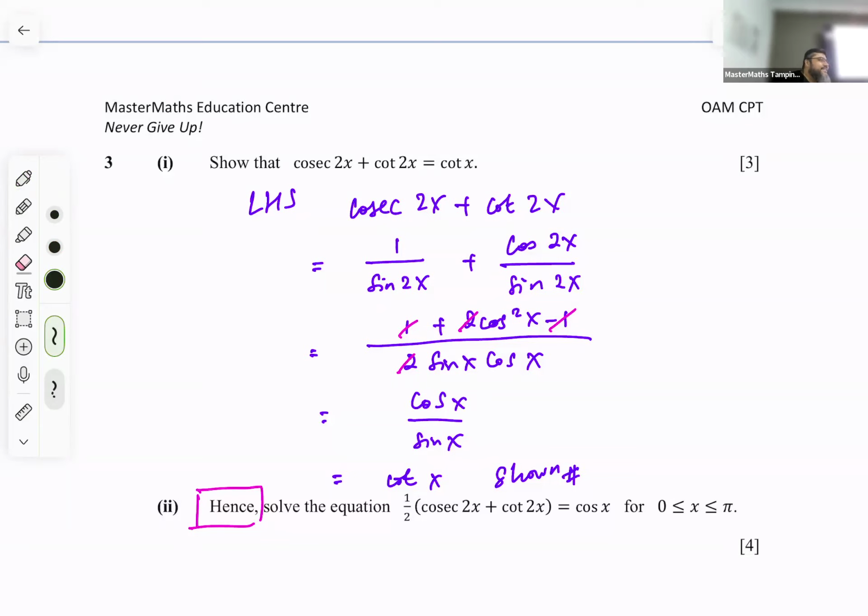Hema, okay? How do you get cosine square x? Formula, cosine 2x is 2 cos square x minus 1. Identity, it is also given here. Yeah. Cosine 2x, 2 cos square x minus 1. Anyway, we went through this also.